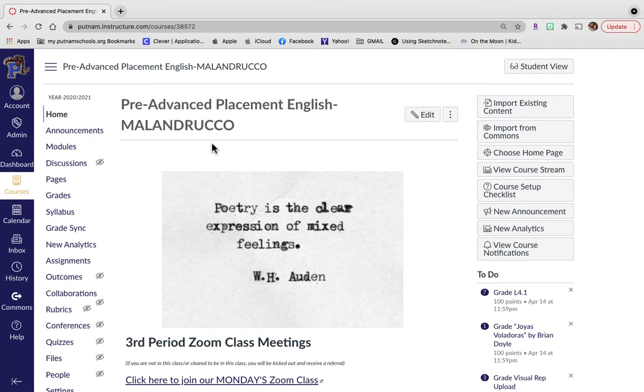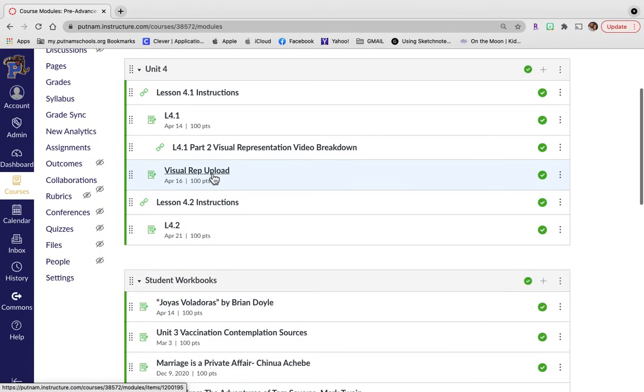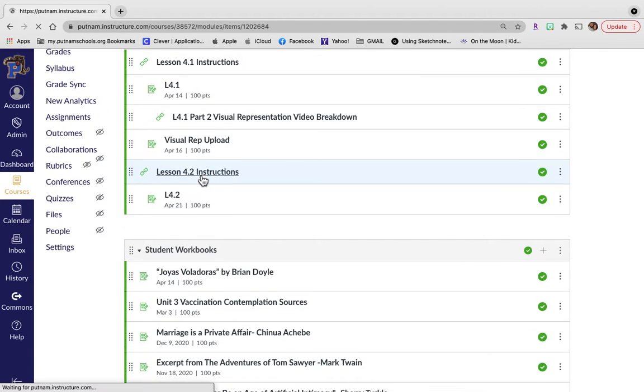So today you need to do lesson 4.2, and you should be able to finish all of that lesson and have time to do some independent reading. So you can go to modules, and you need to pull up lesson 4.2 instructions.